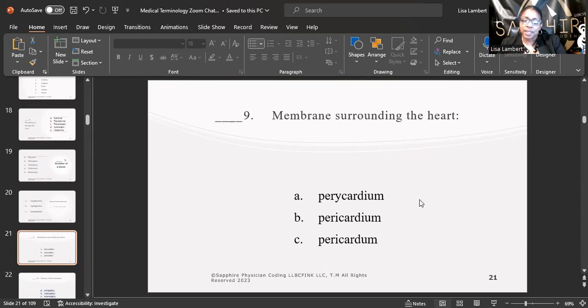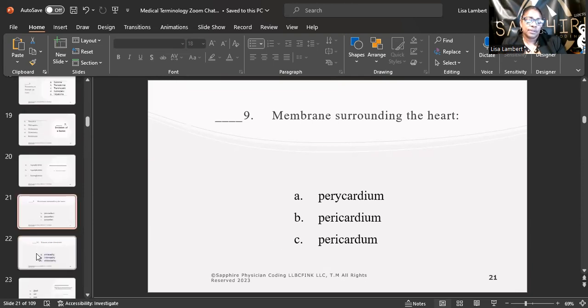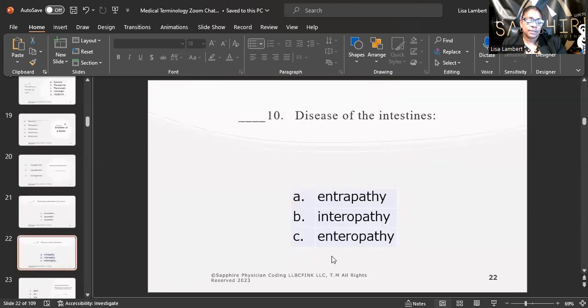How to spell something. Membrane surrounding the heart. We know that all three of those are indicating surrounding the heart. What we're looking for is the right spelling. Okay, we're looking for the right spelling. What we're going to do is take those chapters and highlight what you want in those chapters.